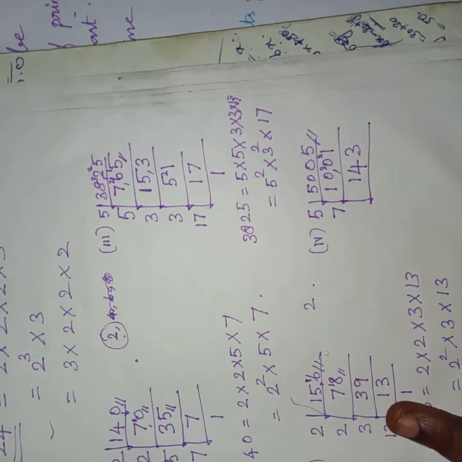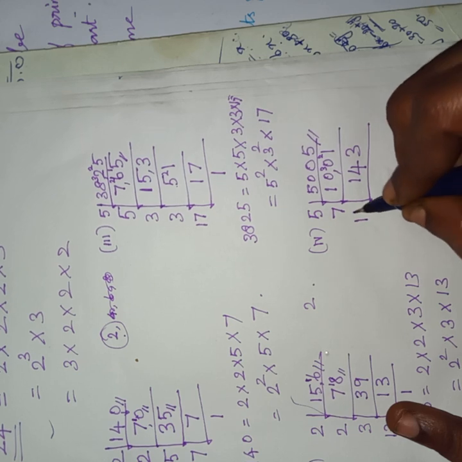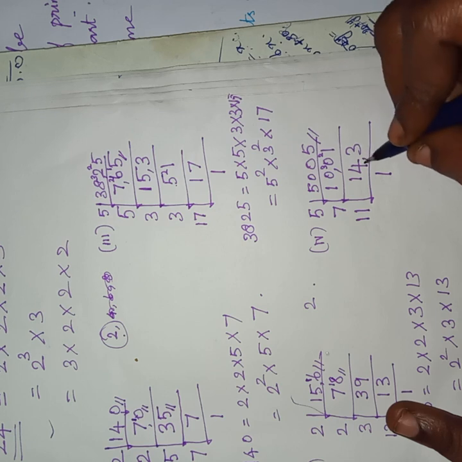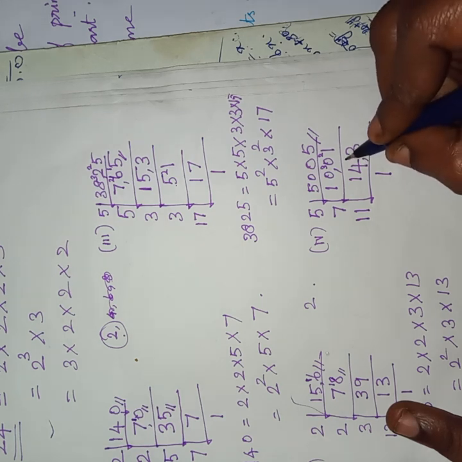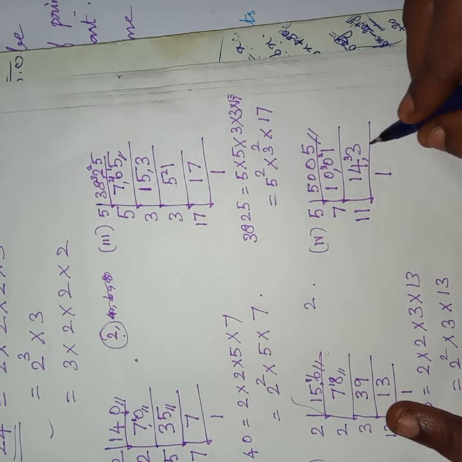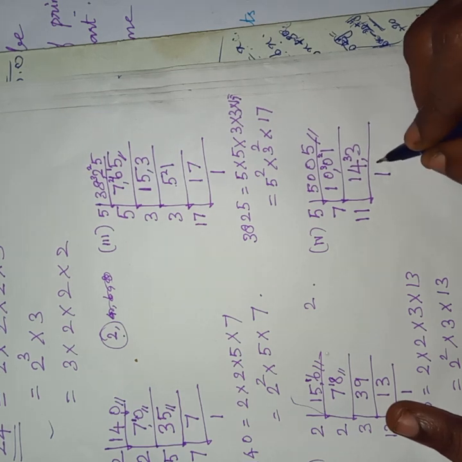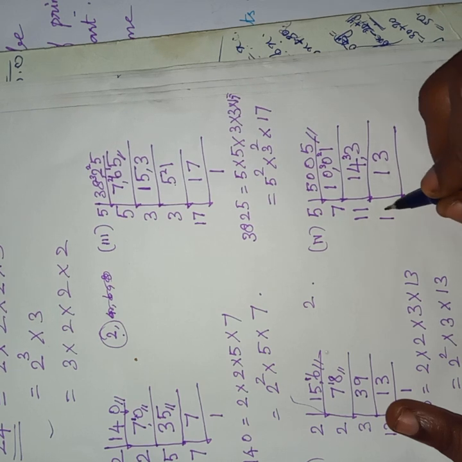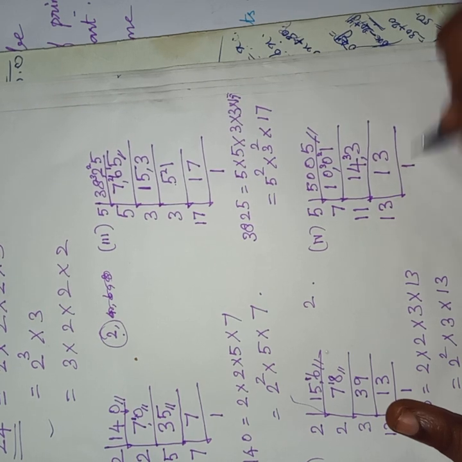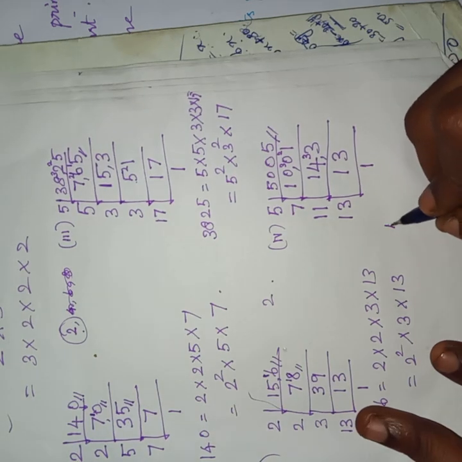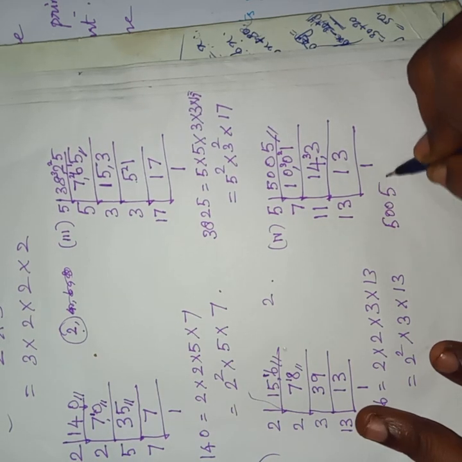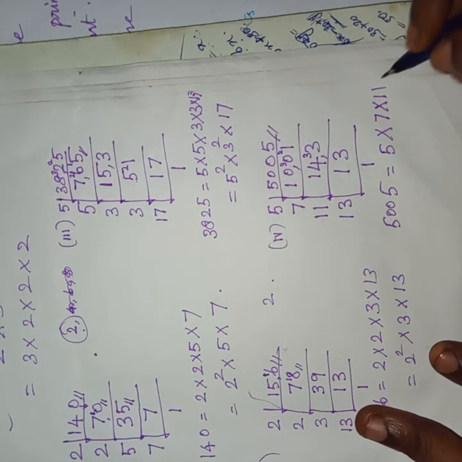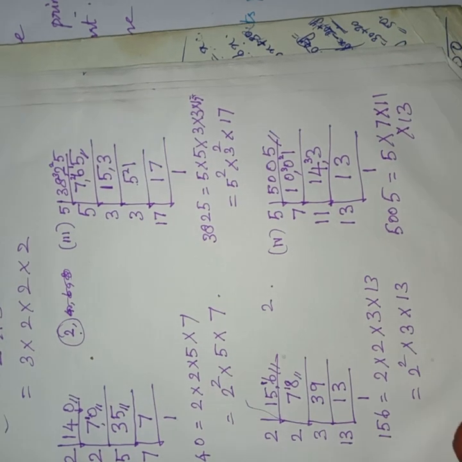So we move on to the next prime number, which is 11. How many 11 in 14? 1 11 is 11. 14 minus 11, 3. So put 3 here, we get 33. How many 11 in 33? 3 11's are 33. So 13 is a prime number, so we can write 13 as it is. 1 13 is 13. So we can write 5005 as 5 into 7 into 11 into 13.